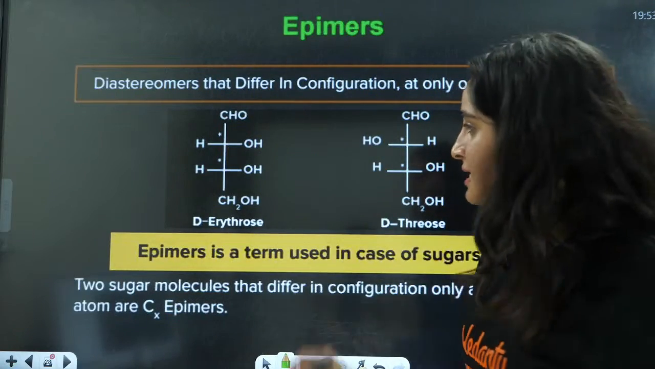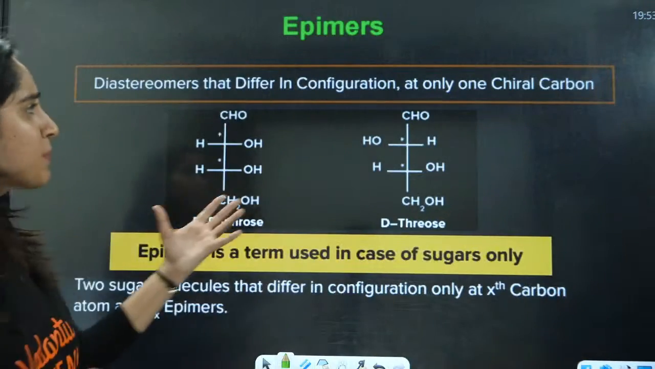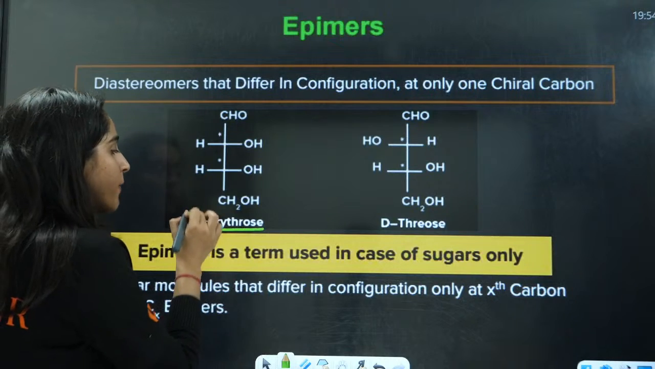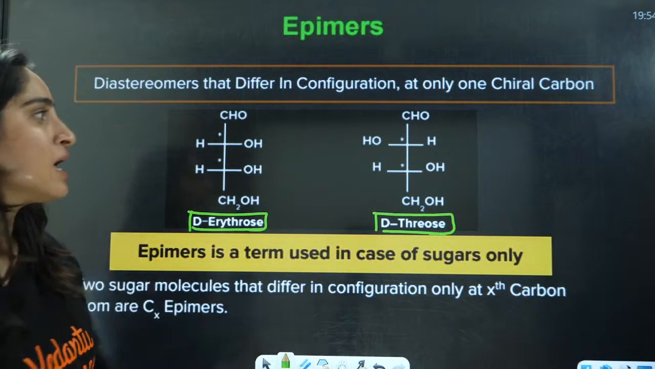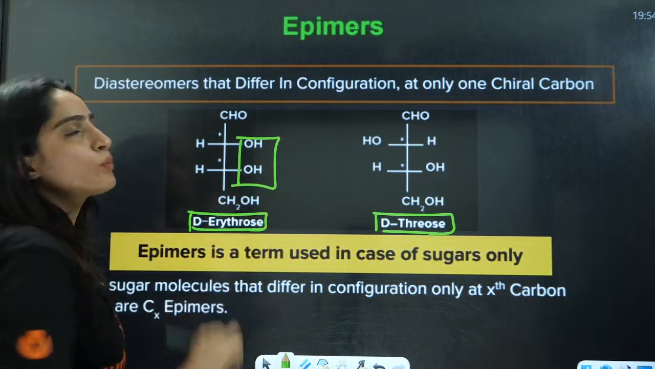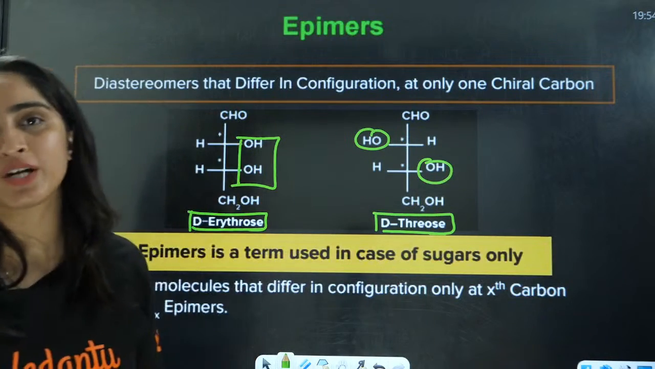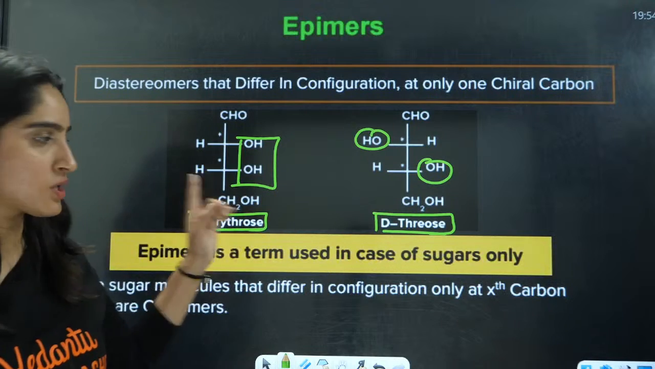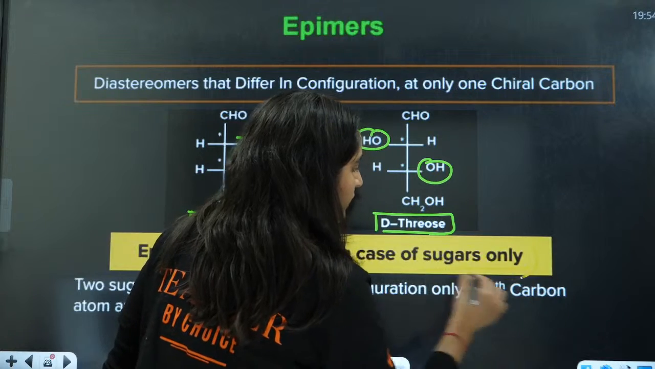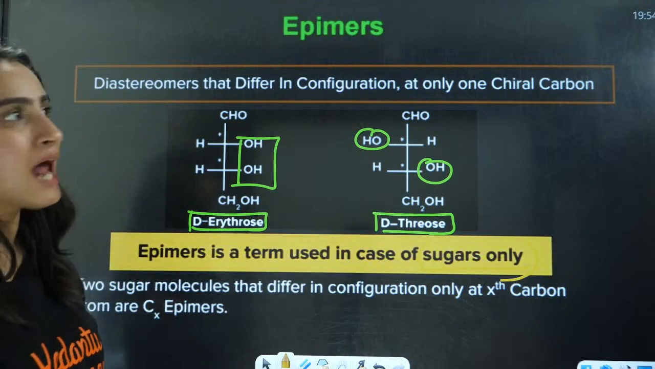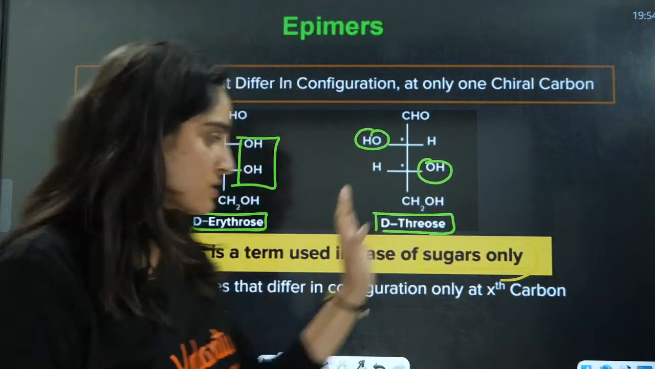What are epimers? Let me tell you. If we're talking about erythro and threo: erythro means the same group is on the same side, and threo means the same group is on the opposite side. So epimers is a term used in sugars only. And what are anomers? Anomers are cyclic epimers, okay? They are cyclic epimers.